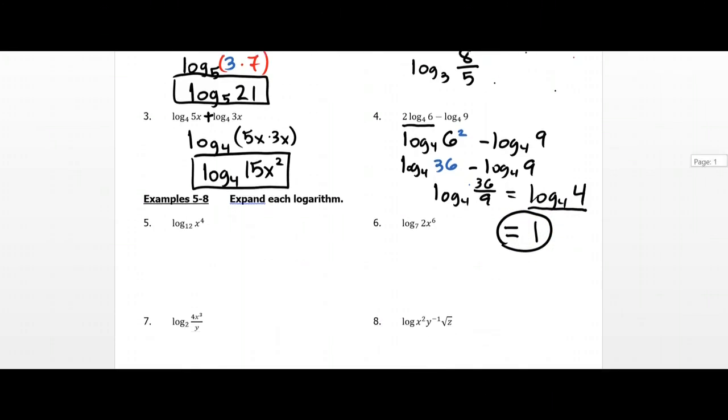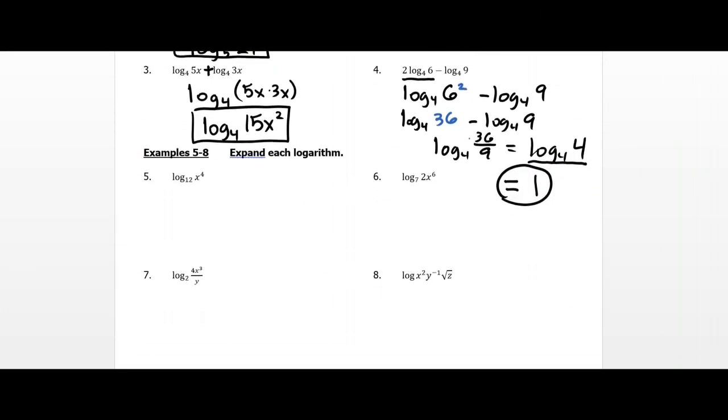Okay, 5 through 8, we're just going to do the opposite of what we did on 1 through 4. In these problems, we're going to expand each logarithm. So starting with number 5 here, we have the single logarithm log base 12 of x to the 4th. And in order to expand this, I don't want to have any powers remaining in my argument. No powers in my argument. So your argument shouldn't have any exponents.